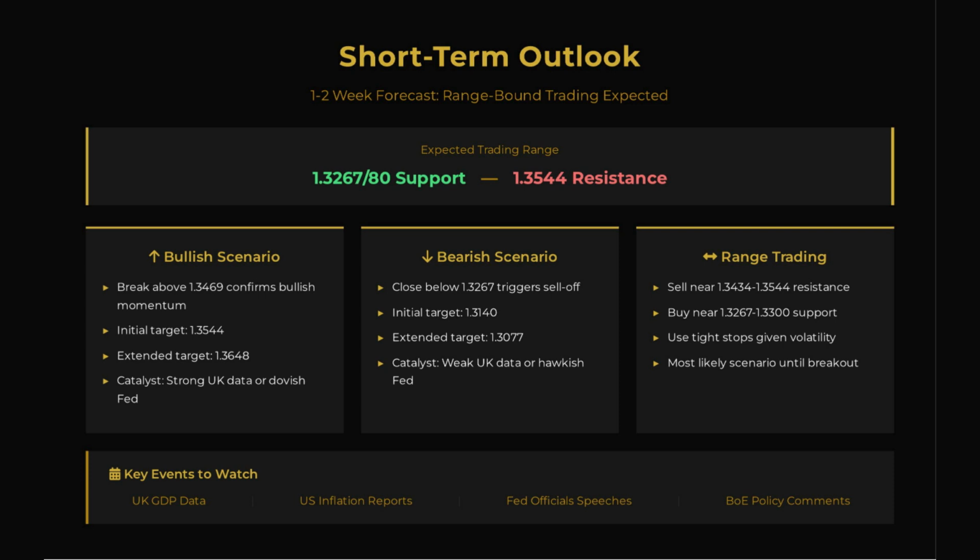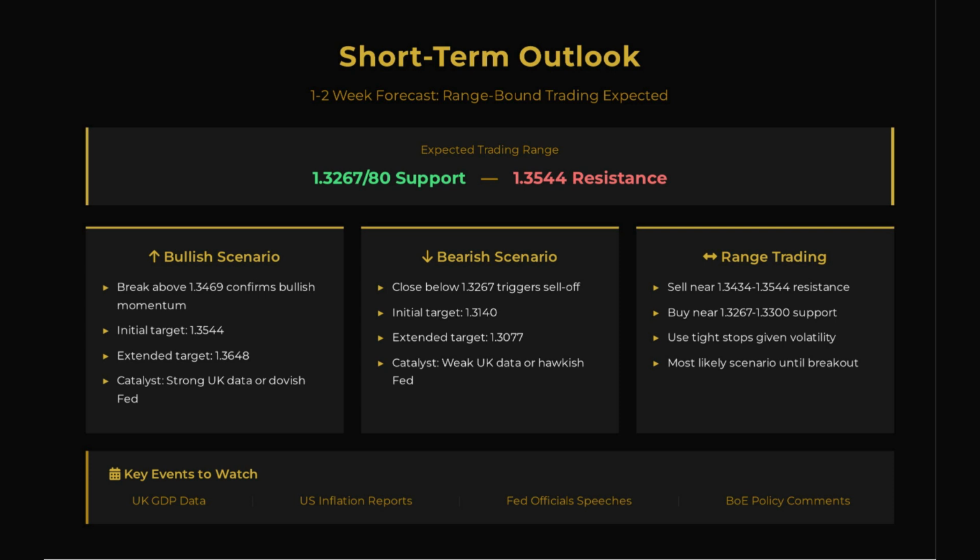In a bullish scenario, a break above 1.3469 would confirm bullish momentum, targeting 1.3544 initially and 1.3648 on extension. The bearish scenario sees a close below 1.3267, triggering a sell-off toward 1.3140 and potentially 1.3077.